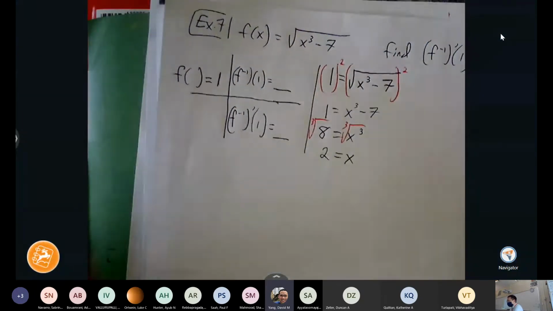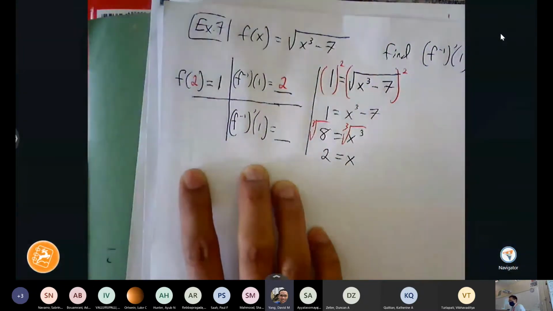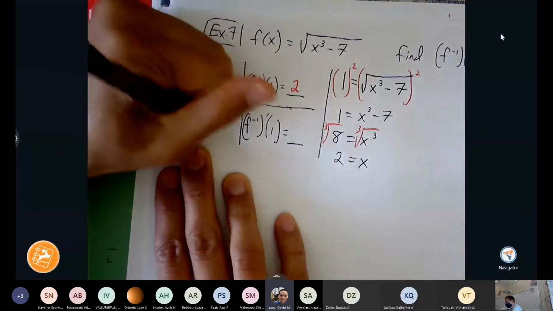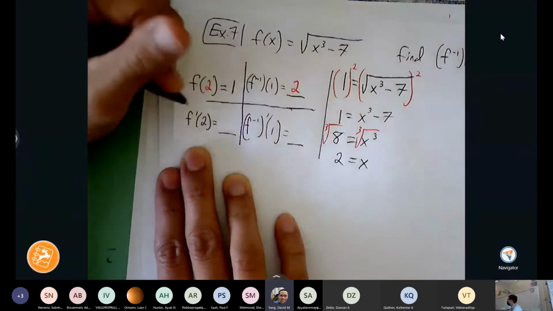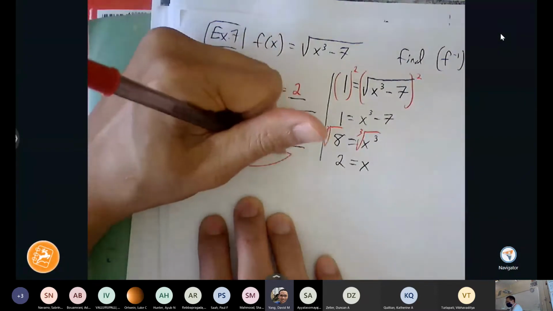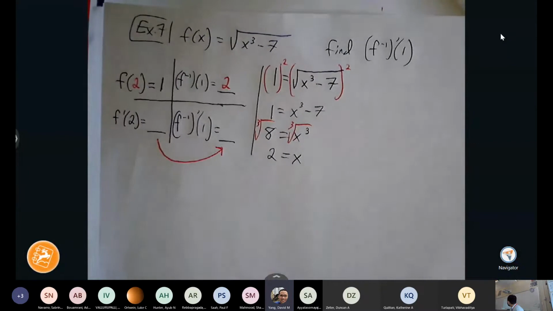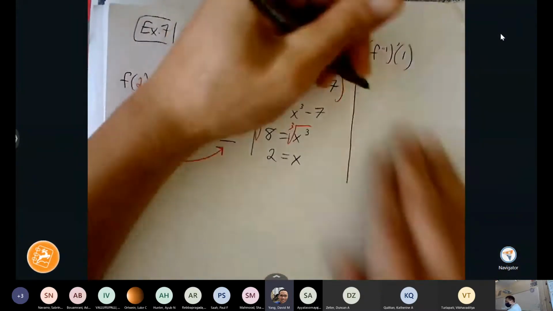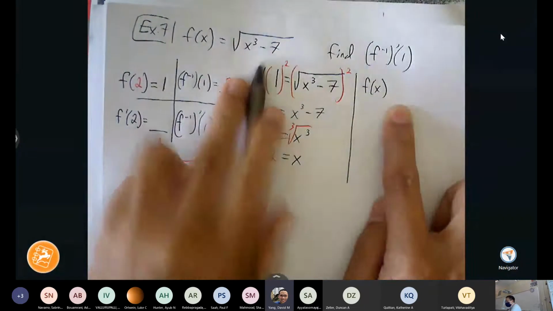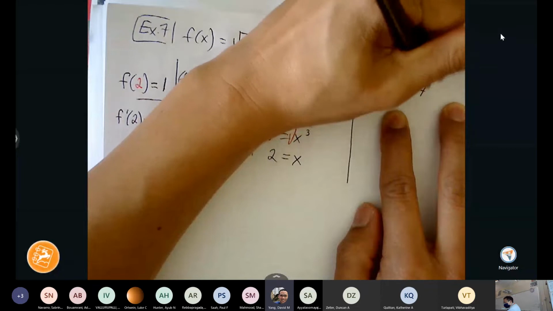So I know the x value, which is going to be useful because now my next goal is to figure out f prime of 2. And that will lead me directly to the slope I'm after. Okay, so if I want to find f prime of 2, I first need to find f prime of x. To find f prime of x, what do you think we need to use here? The chain rule. Yeah, got a function within the function here.